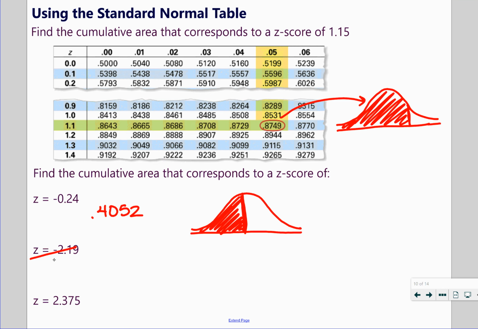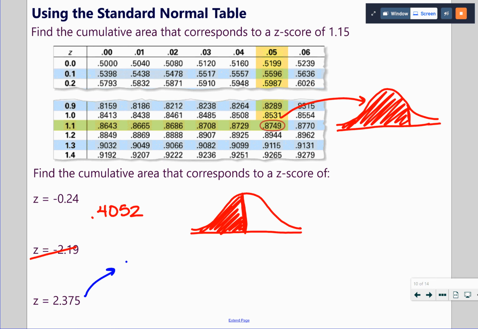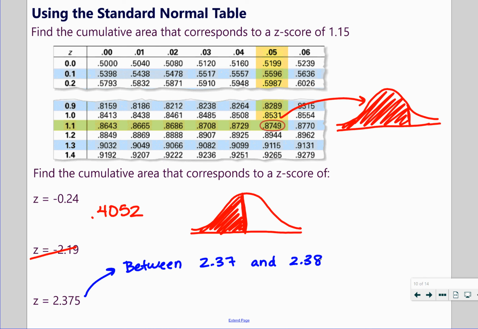2.375. Okay, so your chart only goes to 2 decimal places. This guy is 3 decimal places. So how we find this, 2.375 is between 2.37 and 2.38. So we're going to locate both of those and then just find the midpoint, add them up and divide by 2. And then that's the value that we're going to be looking for.